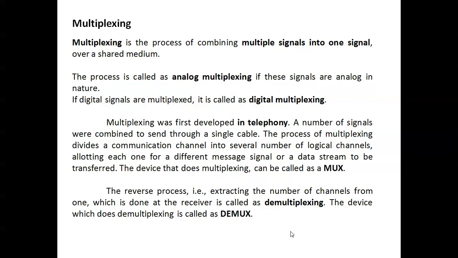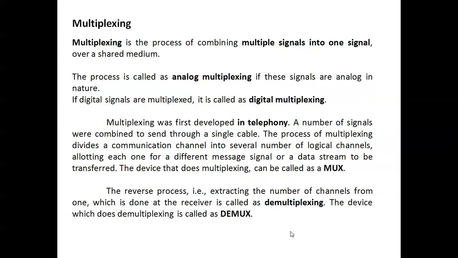Next one is multiplexing. What is multiplexing? Multiplexing is nothing but combining many signals into one signal. When analog signals are multiplexed, this process is called analog multiplexing, where the signals are analog in nature. When digital signals are multiplexed, that is called digital multiplexing.